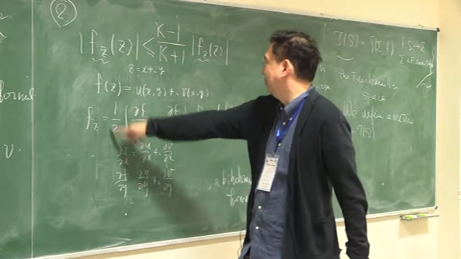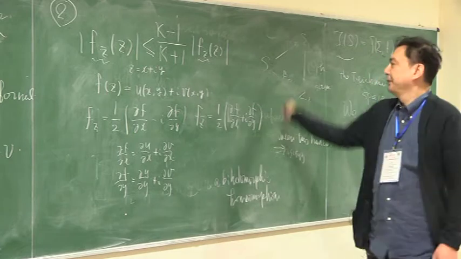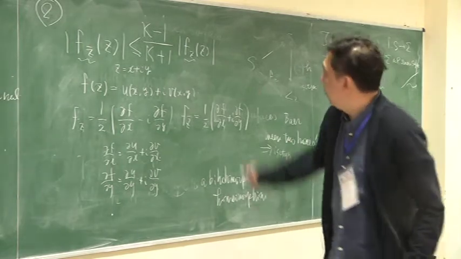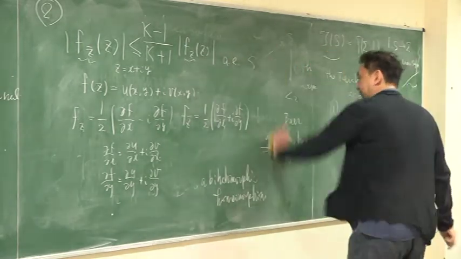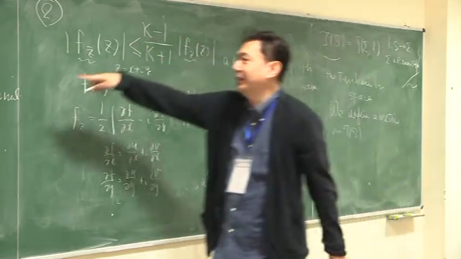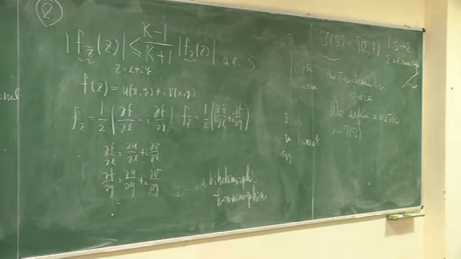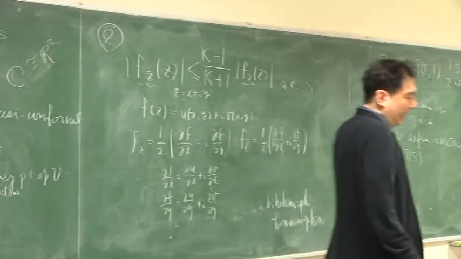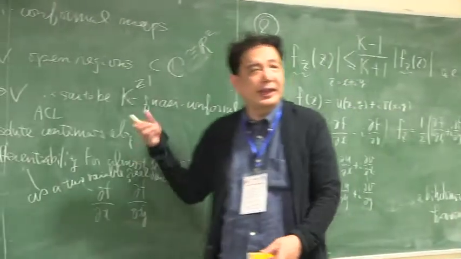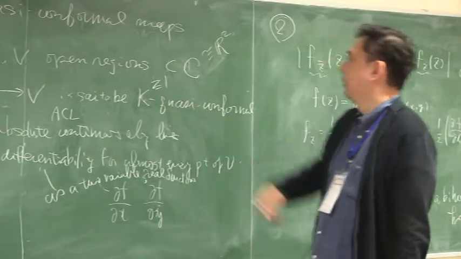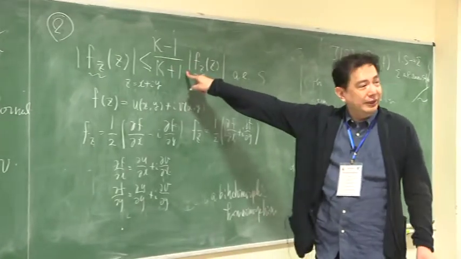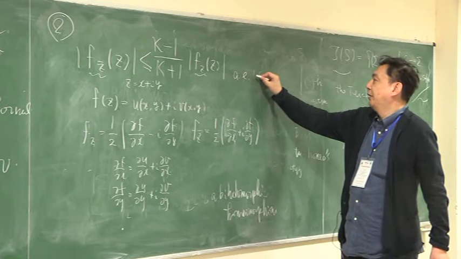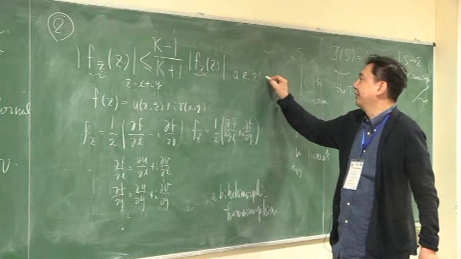So then this should be the absolute value of that term, and this is the absolute value of that term, and almost everywhere. Okay, I should put that there. So k is a constant greater than or equal to 1. For some k, the homeomorphism f is said to be k-quasi-conformal when this inequality holds for almost every z in U.